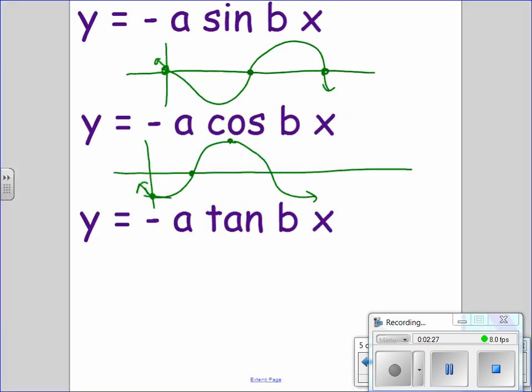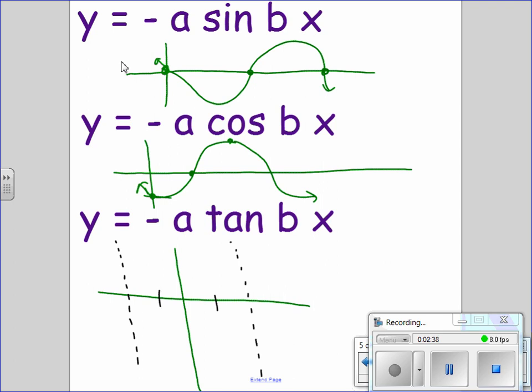And a negative tangent graph. You would still have your asymptotes. You would still have your halfway points. You'd still be going through 0, 0. But instead of kind of being a positive snake, snaking upwards towards the sky, it would be a negative snake, snaking downwards towards the ground. Negative tangent graphs. I'll click pause and let you guys catch up.